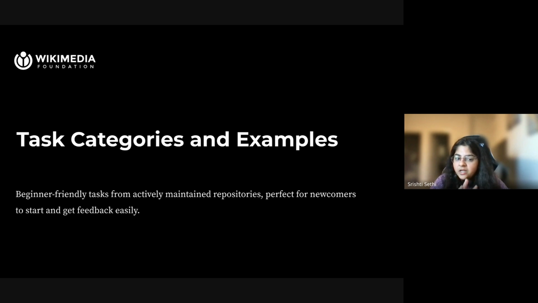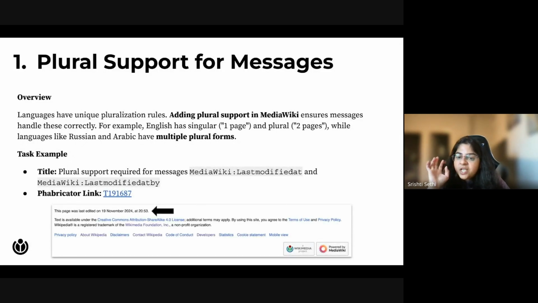So I will be sharing with you now some task areas and examples that I think it will be easier for you to work on given their nature. And these tasks are also from some of our actively maintained repositories, so it will be very easy for you to get feedback on these kind of tasks. So I'll be sharing with you 5 examples. And I think the first 3 are coding related. Next 2 are documentation related. So for first 3, you need to pay a little bit more attention.